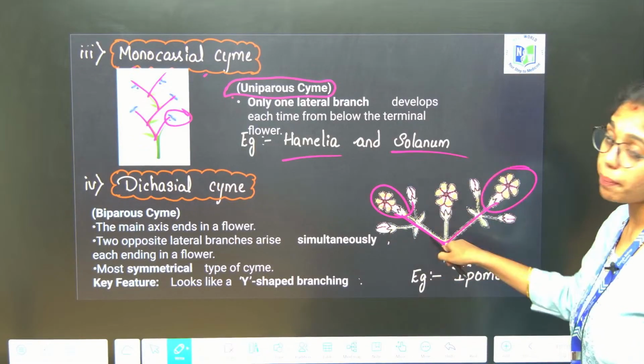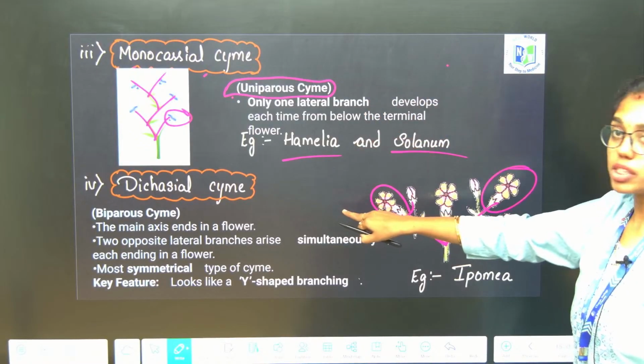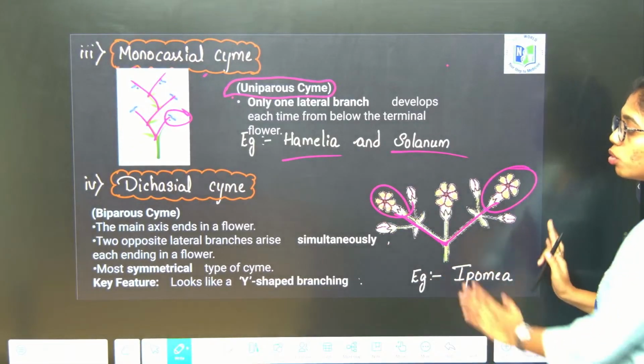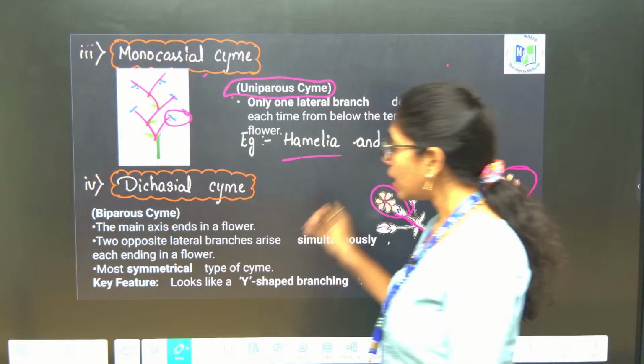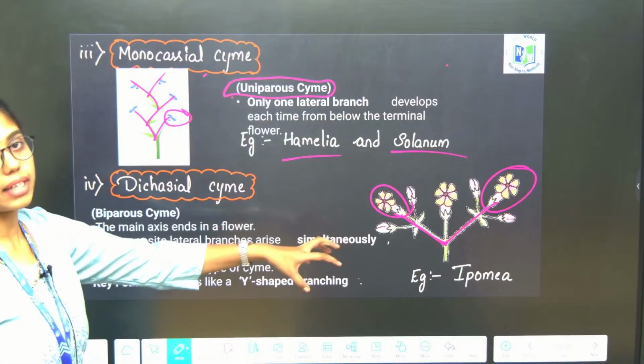Okay, this is biparous cyme. Monochasial cyme is uniparous, dichasial cyme is biparous cyme. The main axis will end in a flower. Two opposite lateral branches arise simultaneously, each ending in a flower. This is the most symmetrical type of cyme.